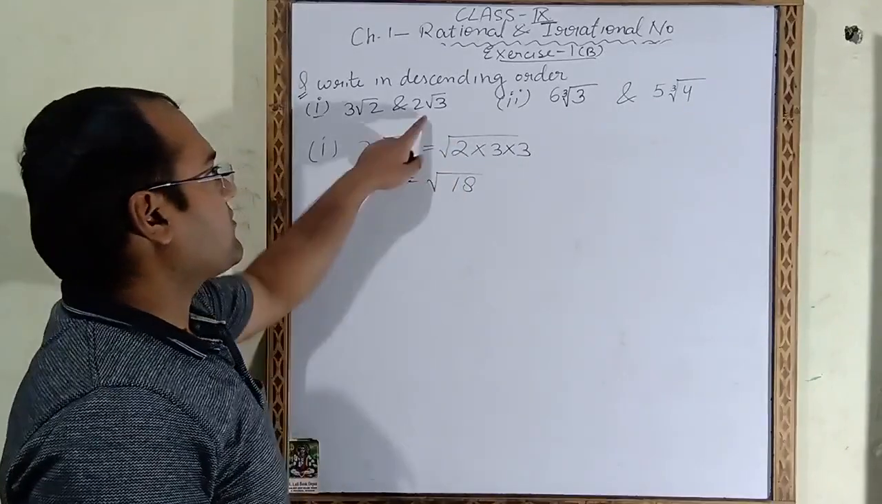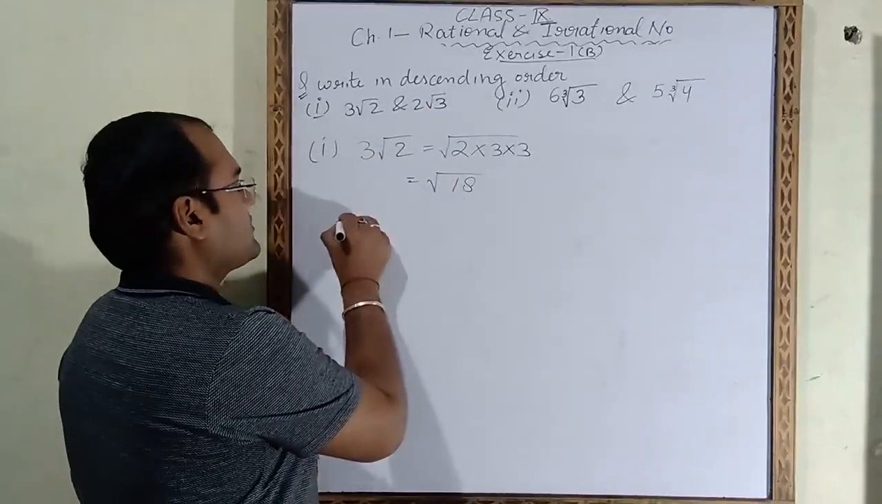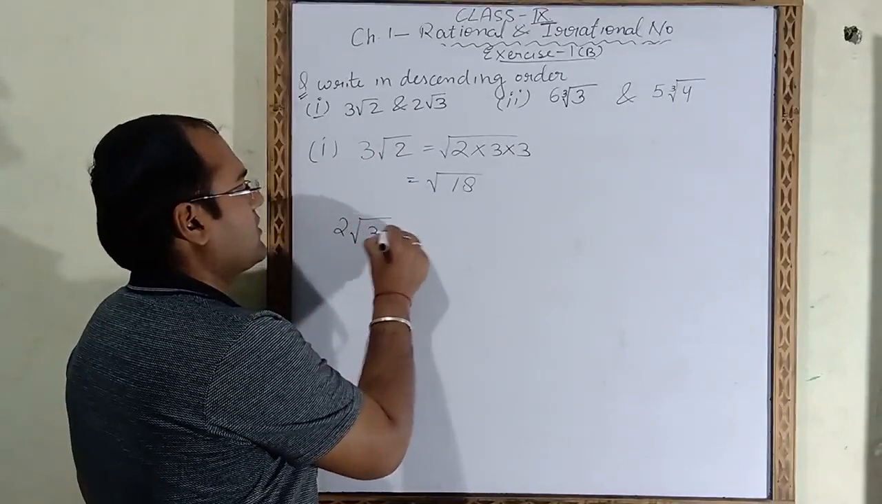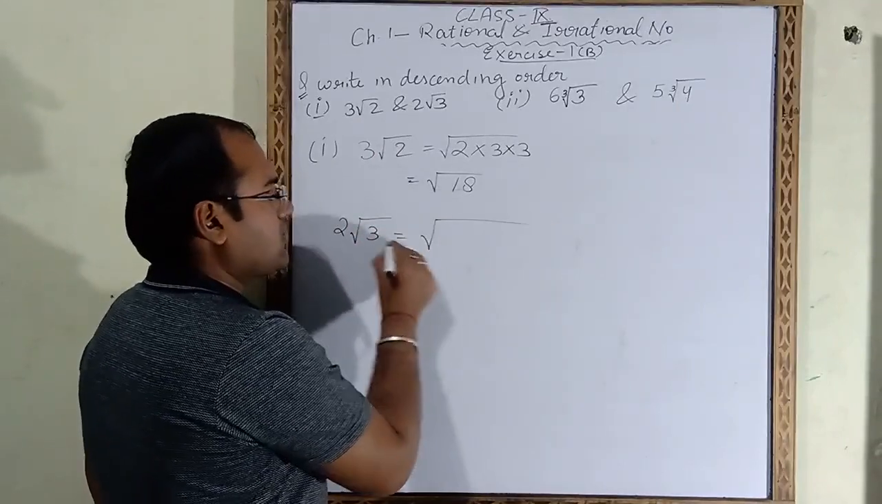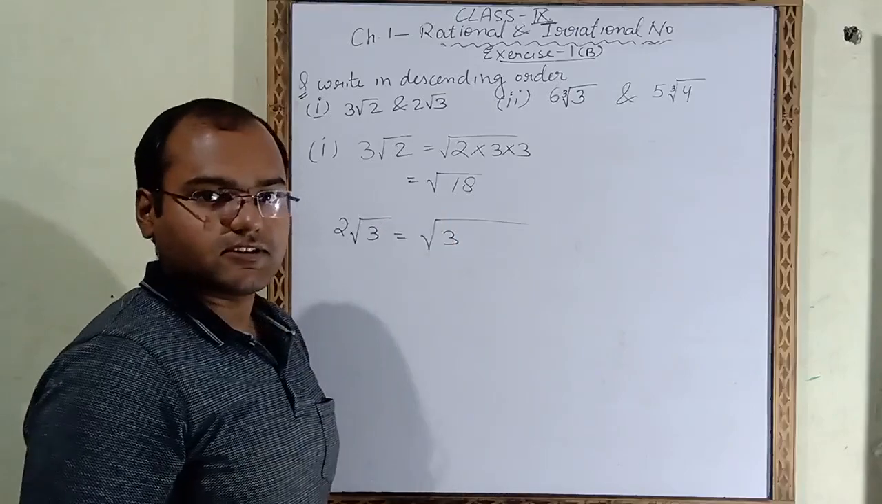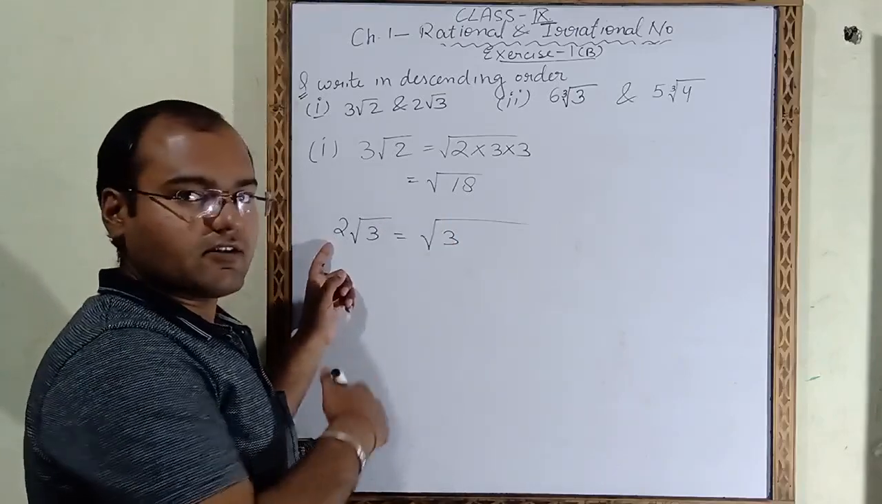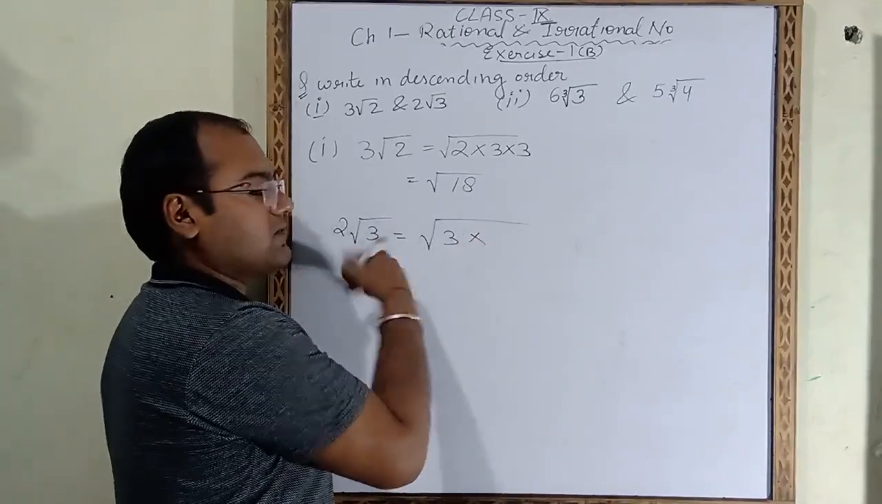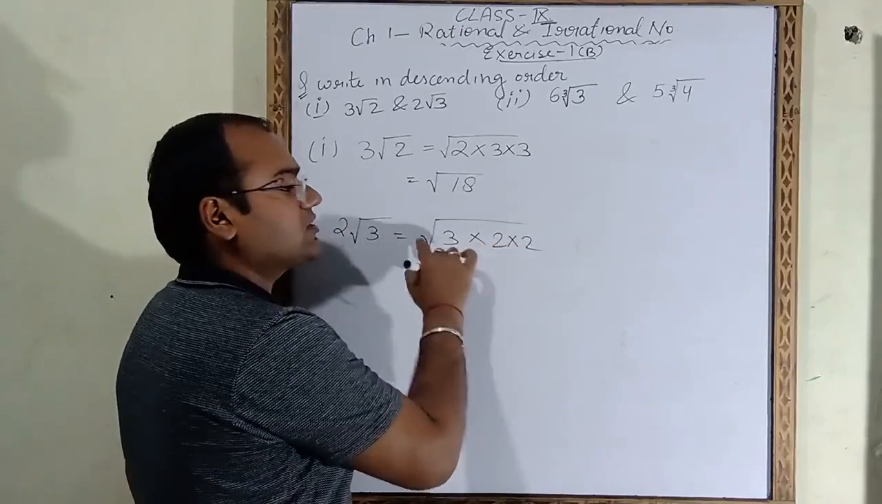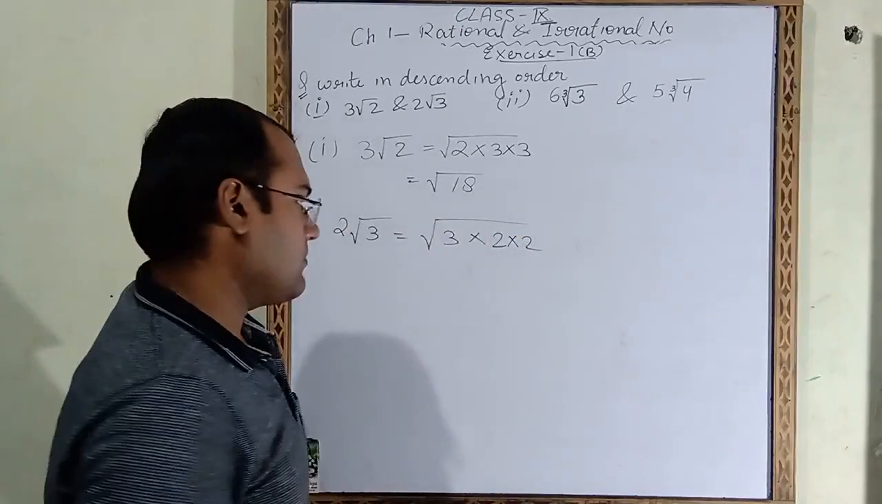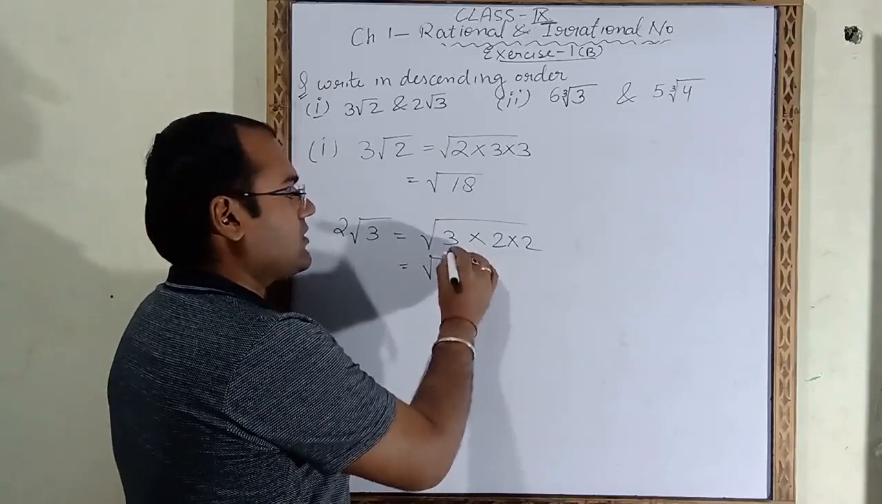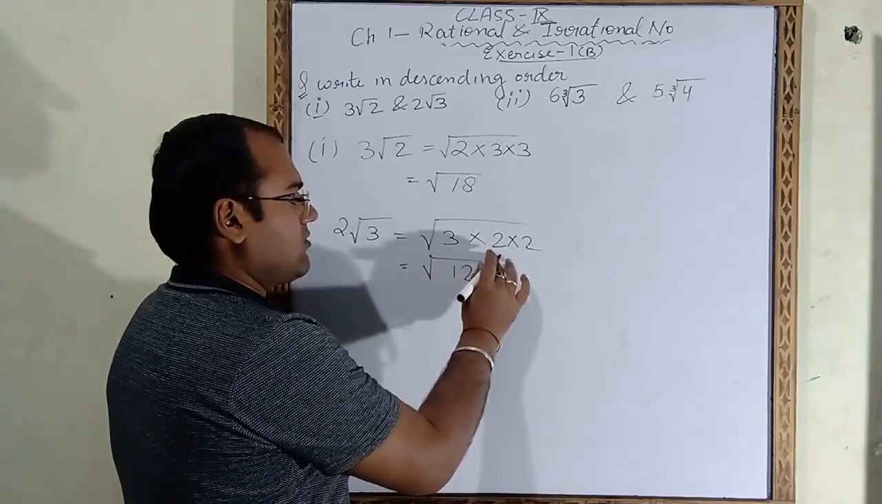In the same way you have to solve the second one. Second is 2 square root 3. Square root 3 is already written, and this 3 we have to write as it is. 2 is written outside. We will take it inside. But how many times do we have to write it? 2 times, because this is a square root symbol. Now square root of 2 2 is 4, 4 3 is 12.